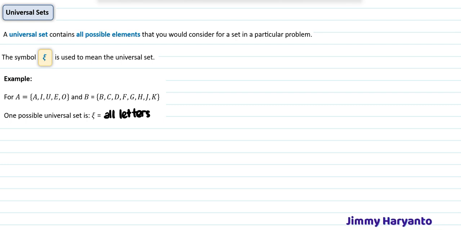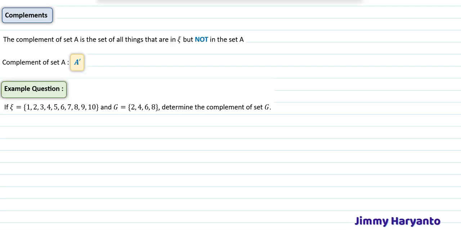Letters. Okay, next is complement. The complement of set A is the set of all things that are in the universal set but not in the set A. The symbol for complement of set A is just like this. We'll read this as A complement.